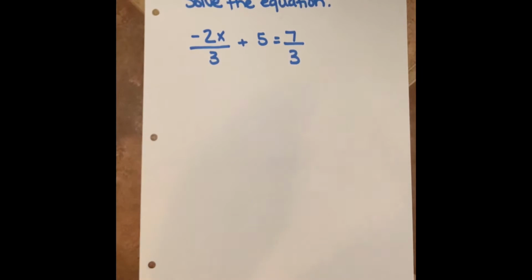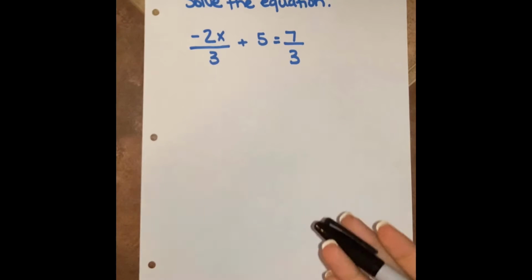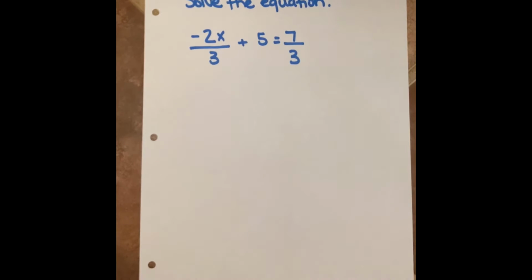So here we're going to solve the equation by solving for x. We have negative 2x divided by 3 plus 5 is equal to 7 over 3. Normally when we work problems like this, we have to find our LCD. But because our denominators are the same, there's no need. We know that 3 is going to be the least common denominator of 3. So we're going to multiply 3 by each term in our equation.